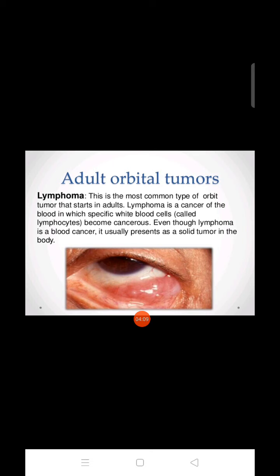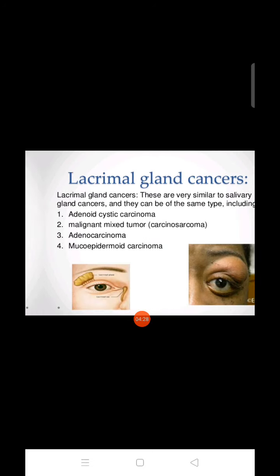Even though lymphoma is a blood cancer, it usually presents as a solid tumor in the body. That is what we call lymphoma, especially the kind of orbital tumor that starts in adulthood.